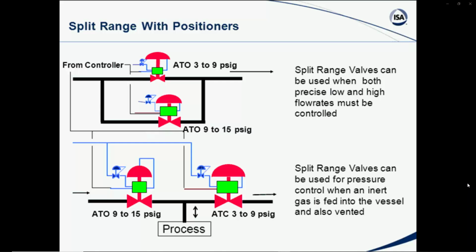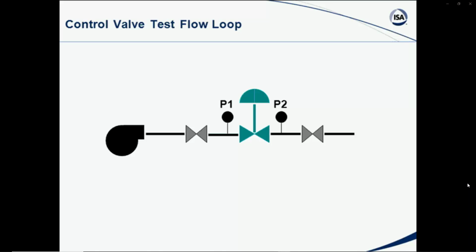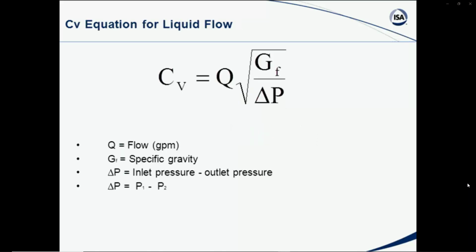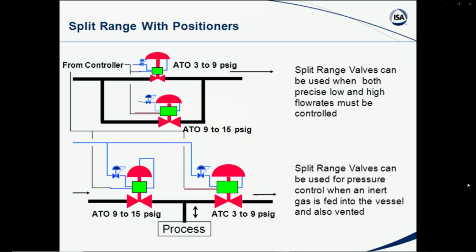Positioners can be added to control valves. They're exactly what they say. They're there to position the valve. If you have a control valve sitting in a line and you put a certain air pressure to it, excuse me, I just went to the wrong slide there.